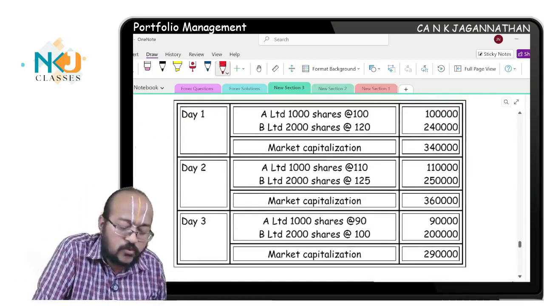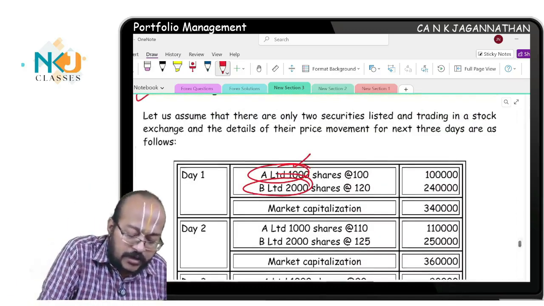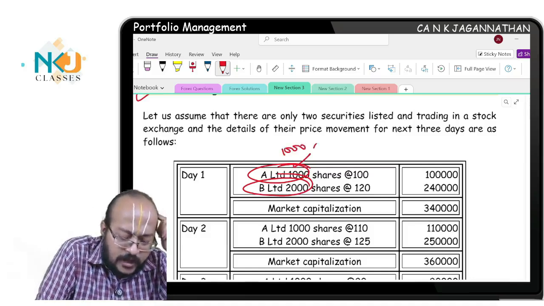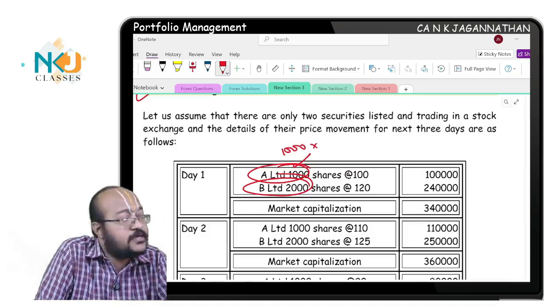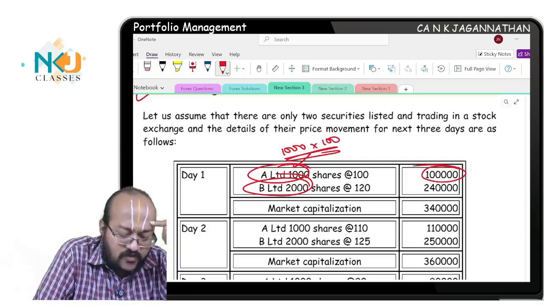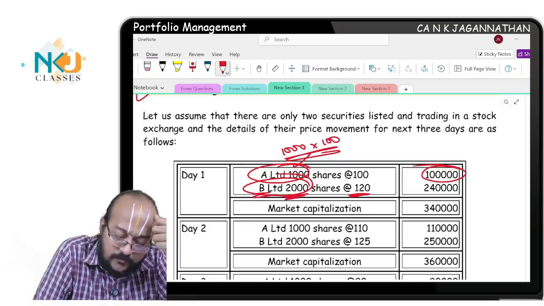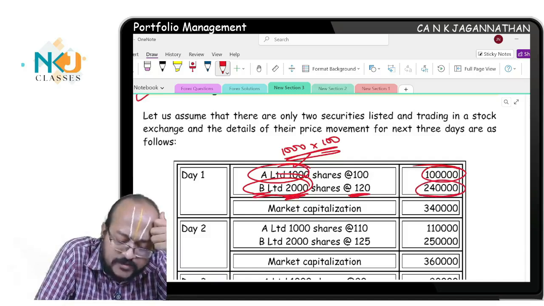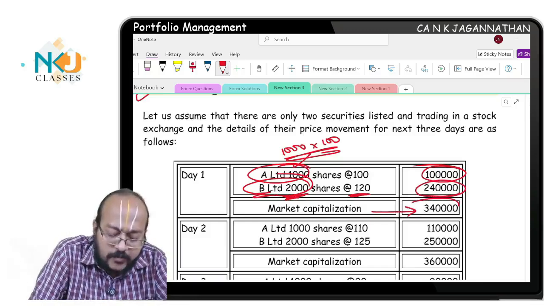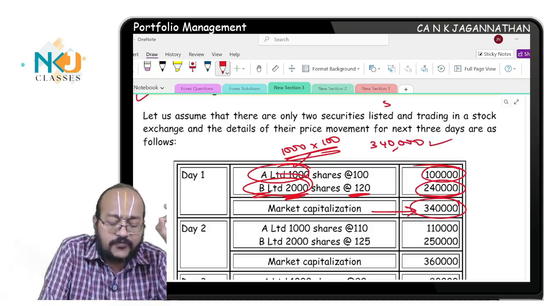Very simple. Assume 2 securities are listed in the market on day 1, security A and security B. Security A has 100,000 shares and the market price per share is 100 rupees, which means the total market capitalization of A Limited is 1 lakh. Same way, B has 2,000 shares listed and the market price of each share is 120 rupees, which means the market capitalization of B Limited is 2,40,000. So today the market capitalization of A Limited plus B Limited is a total of 3,40,000. Are you all understanding this? To put it simply, Nifty 50 stocks are there.